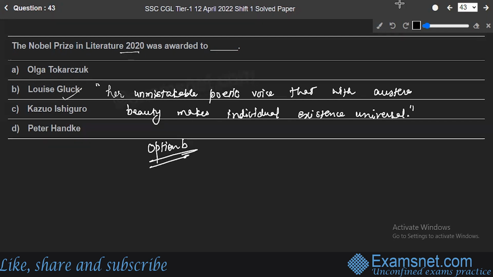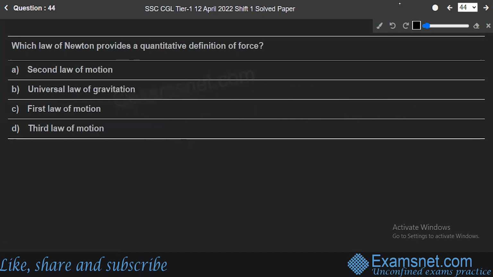All right, then let's move to the next question, number 44. It says which law of Newton provides a quantitative definition of force? Is it second law of motion or universal law of gravitation or first law of motion or third law of motion? Which of the four is the answer to the question? The correct answer to the question is Newton's second law. Second law of motion, option A.